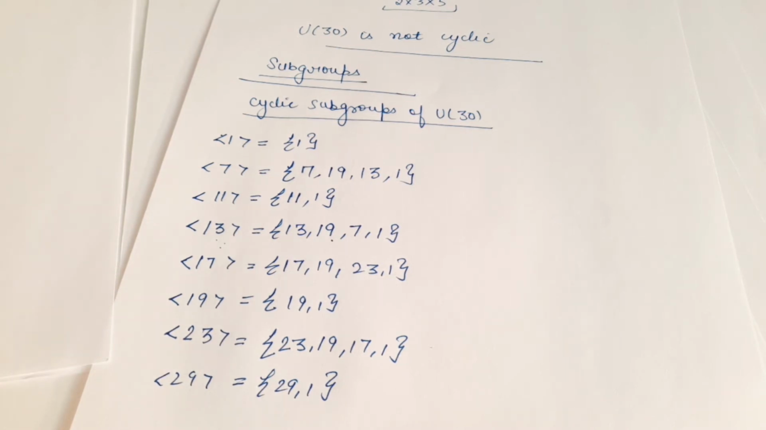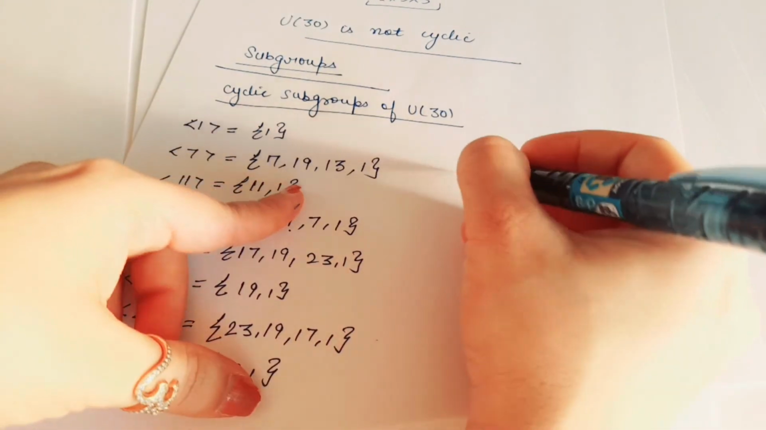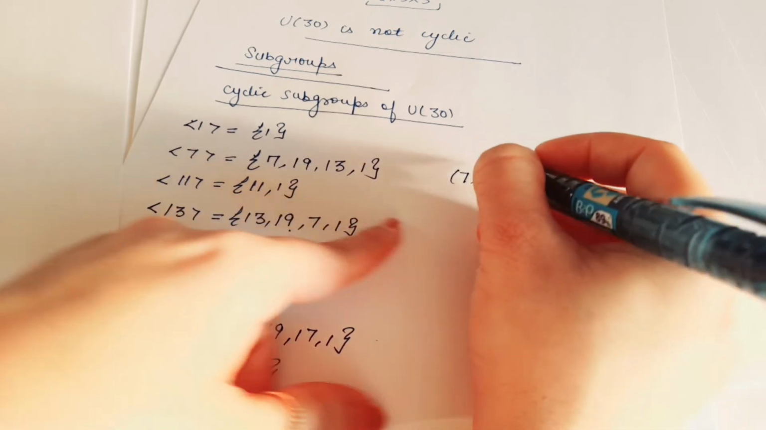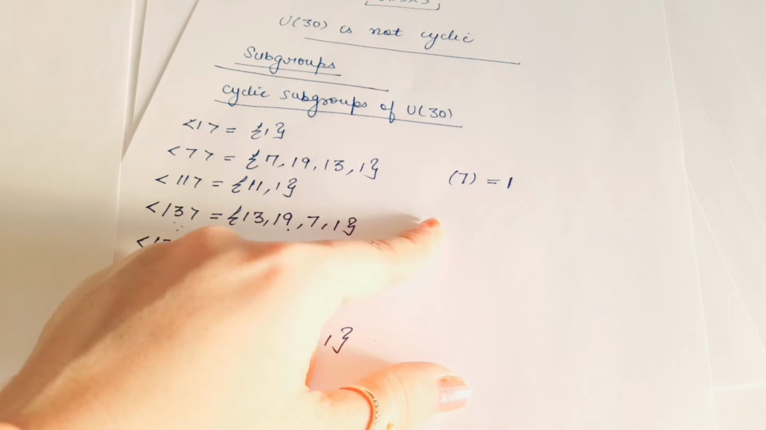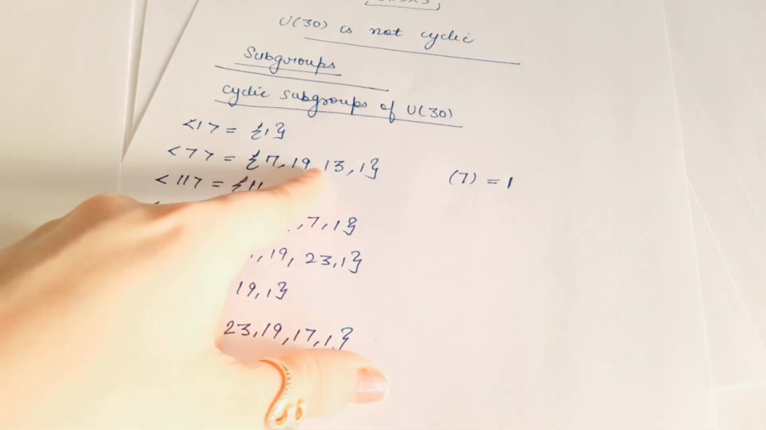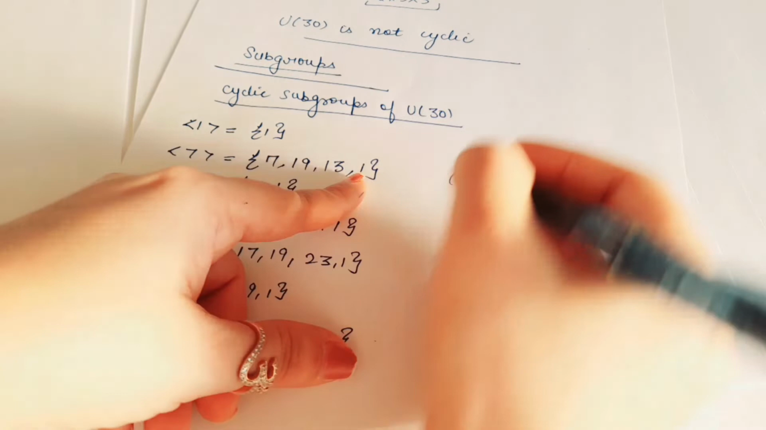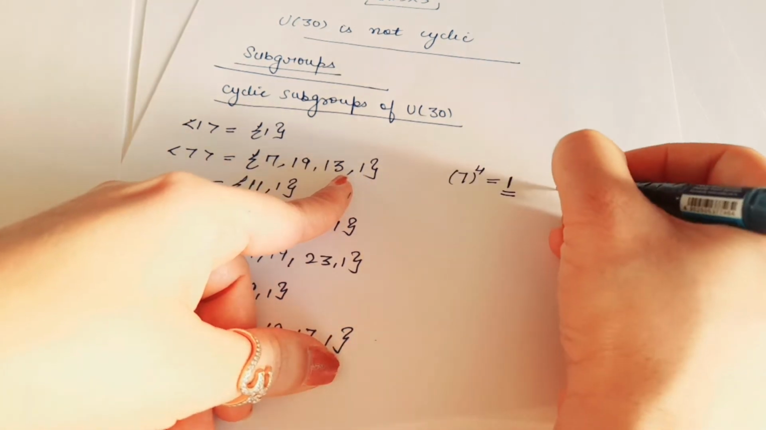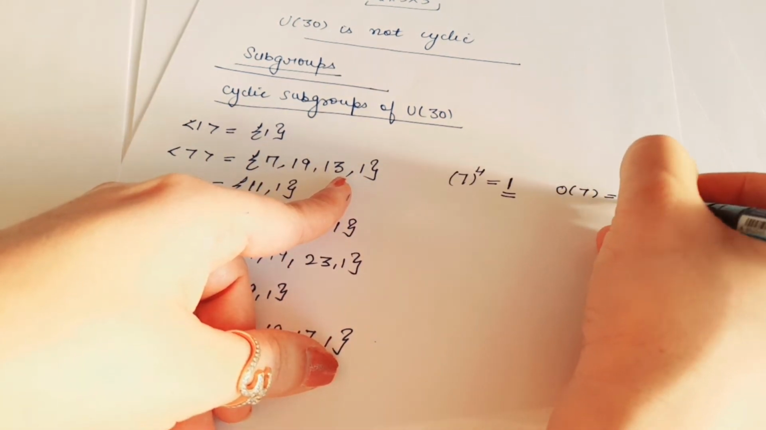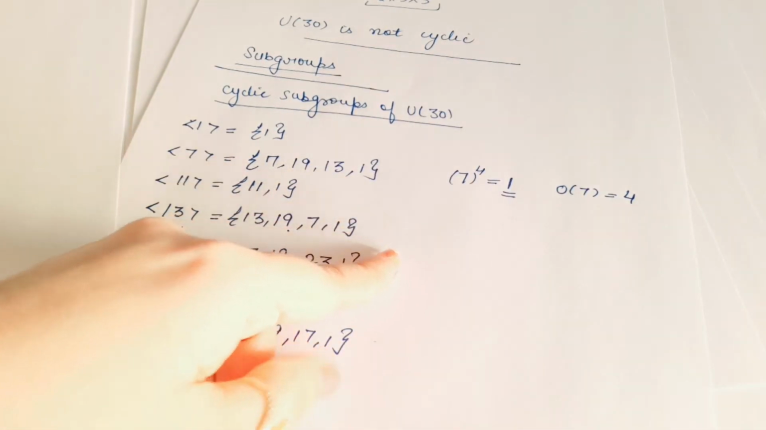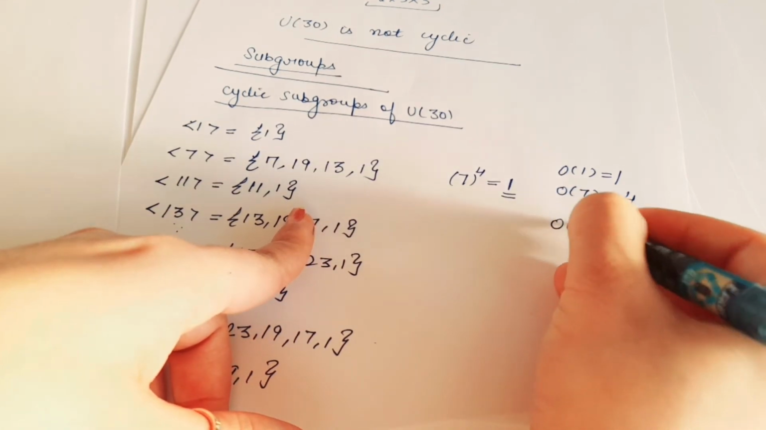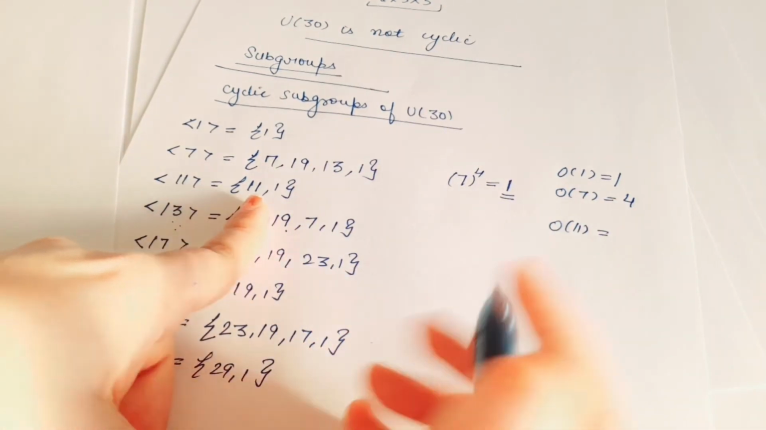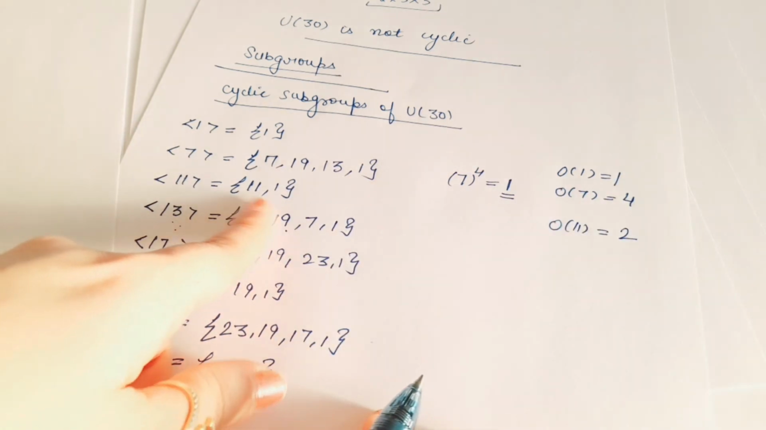How can you tell the order? What is the order of element? Order of element is how many times we operate 7 that we get identity element. Okay, so as you can see, when you operated 7 4 times, then you got identity. So order of 7 is 4. Okay, so order of 1 is 1, order of 11 is 2 because you operated 11 2 times.